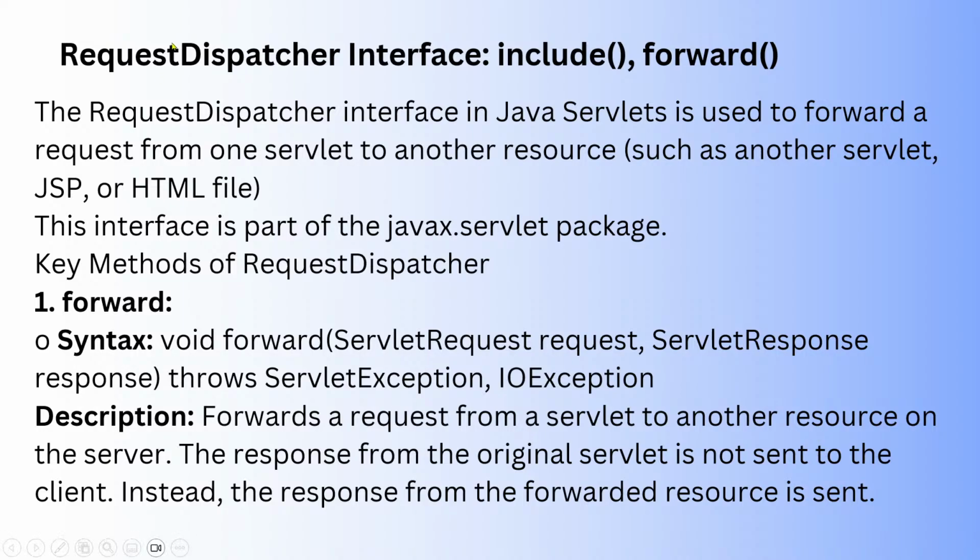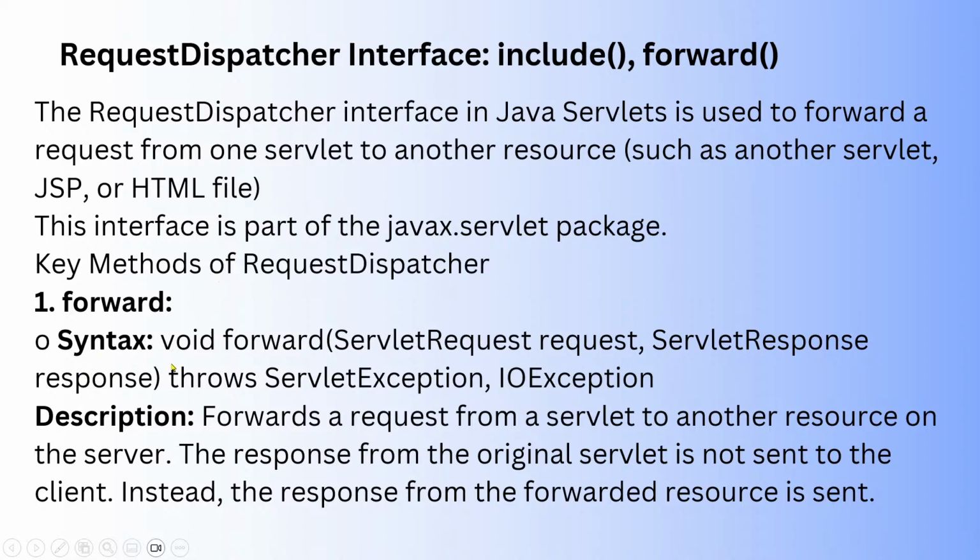So the request dispatcher interface is used to forward the request. And to whom will it forward the request? It will forward the request from one servlet to another servlet, or from one servlet to another resource, that is a JSP file or an HTML file. And this interface is a part of the javax.servlet package.